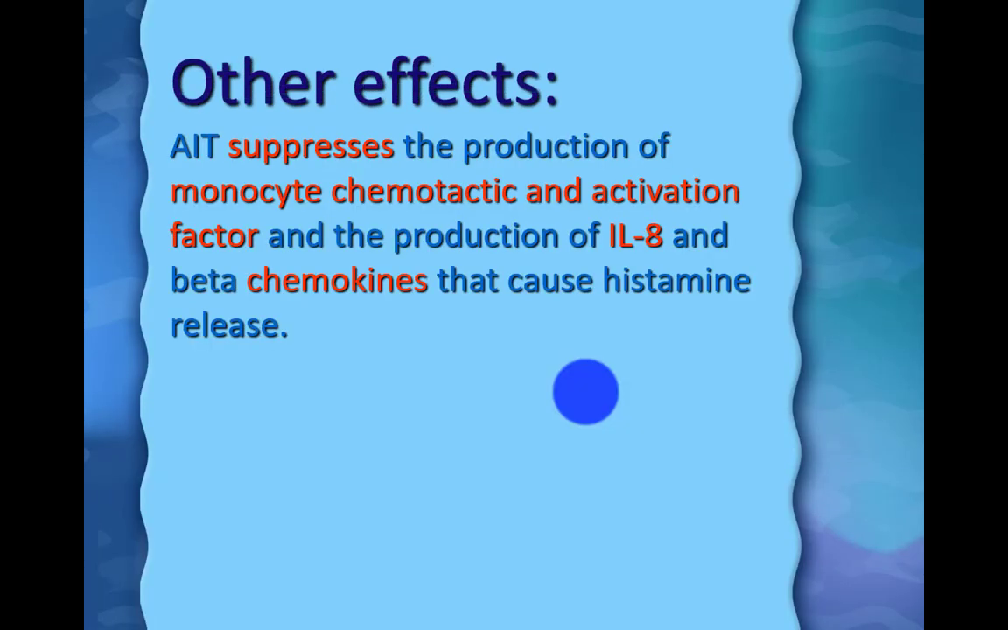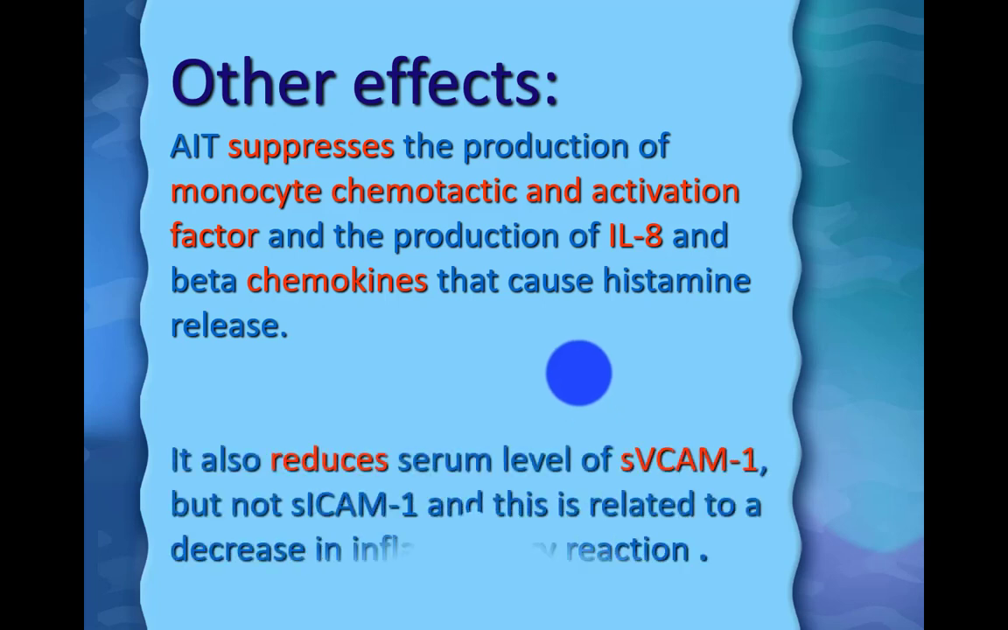Other effects. EIT suppresses the production of monocyte chemotactic and activation factor and the production of interleukin 8 and the beta chemokine that cause histamine release. It also reduces serum levels of inflammatory markers, and this is related to a decrease in inflammatory reaction.